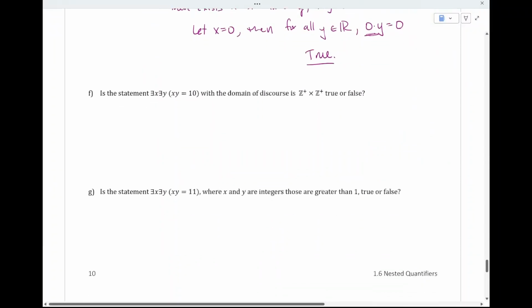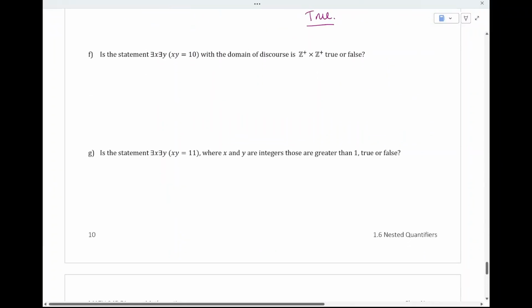Okay, let's move along to f. Is the statement there exists an x and there exists a y such that x times y is equal to 10 true if our domain of discourse is Z plus cross Z plus? So Z plus, in case you forgot, is positive integers: 1, 2, 3, etc. So I'm picking two positive integers and I want their multiplication to be 10. I think this is true. I think I probably could find multiple examples, but I only need to find one.